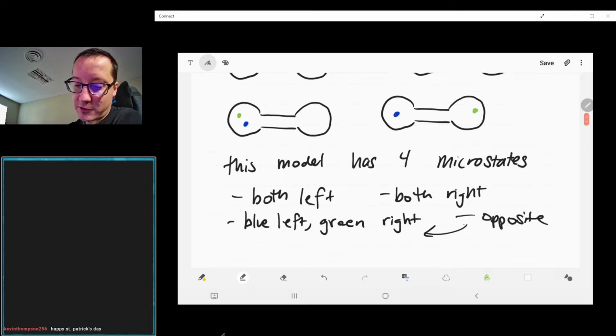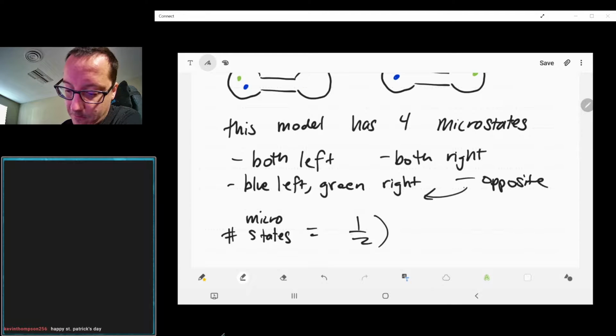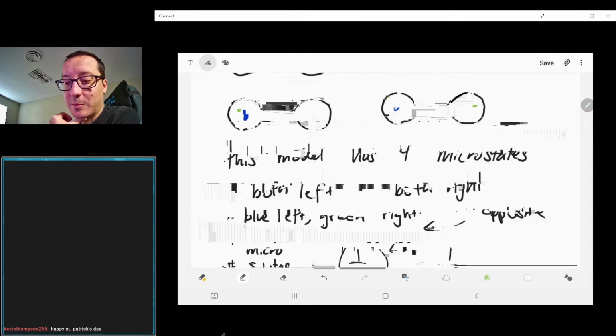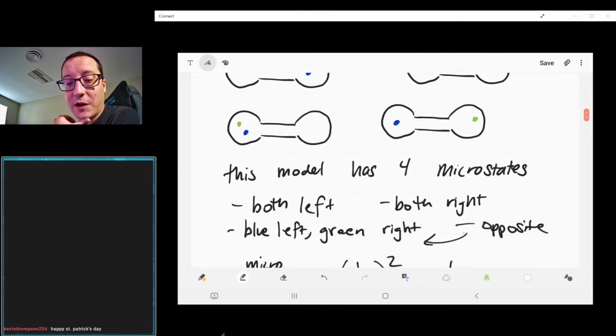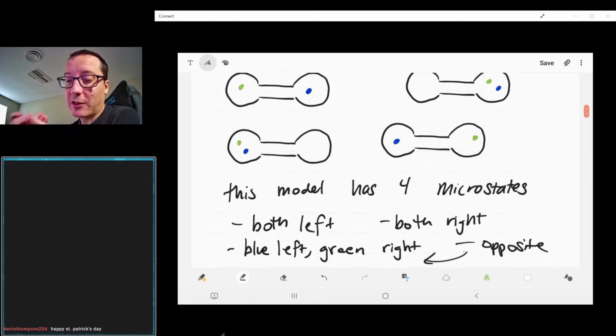And it turns out, because we have two particles, we see that the number of microstates is 1/2 to the second power, because we have two options, left and right, and we have two particles. And so we end up with a one-fourth probability that we'll have one of these particular states. So if we wanted to see how often we would have both of them on the left, that would be about 25% of the time. Or if we were to look at the bottom right one, that would be another 25% of the time.